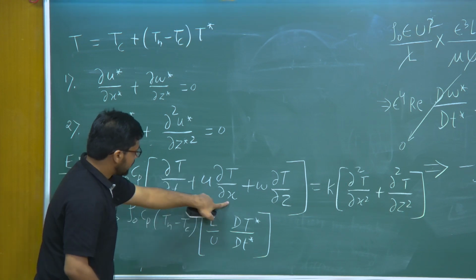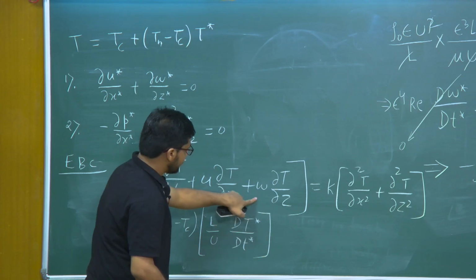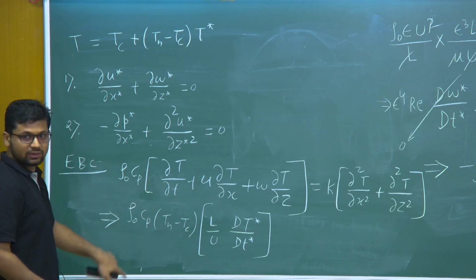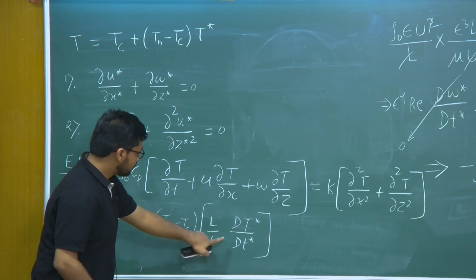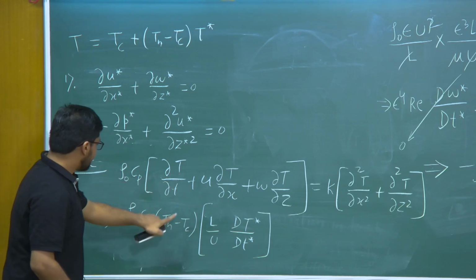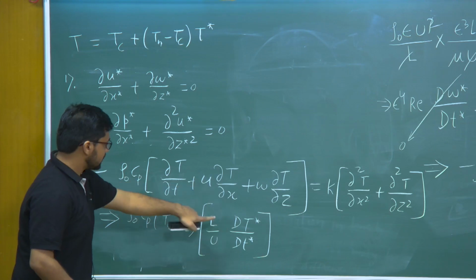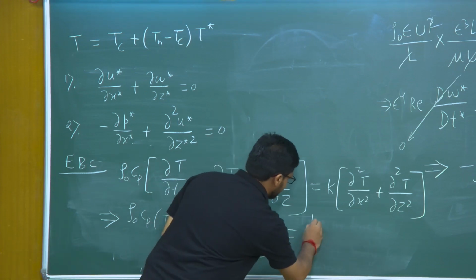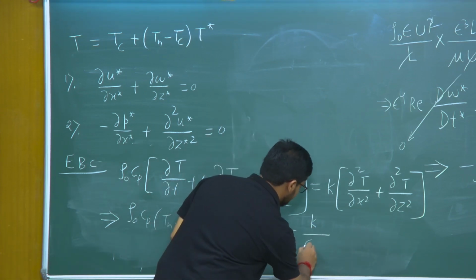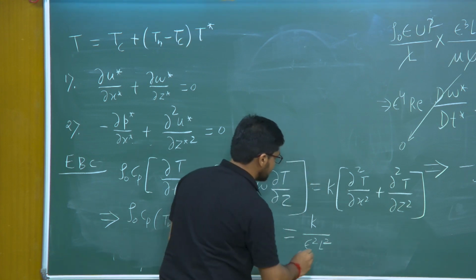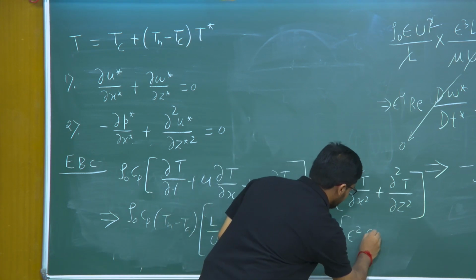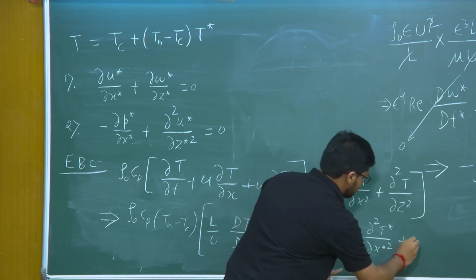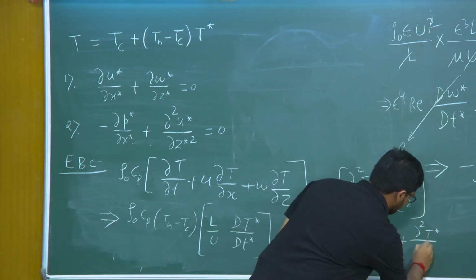Again from here U upon L will come, again from here epsilon U upon epsilon L will come, so epsilon will get cancelled. So, L by U will again come as common from all the LHS terms. So, that is why L upon U is common everywhere, and because dt was there, so that is Th minus Tc into dt star. And on RHS it will be K upon epsilon square L square, which I will take as common as I did for the x and z momentum. So, it will come as epsilon square dou square T star upon dou x star square plus dou square T star upon dou z star square.